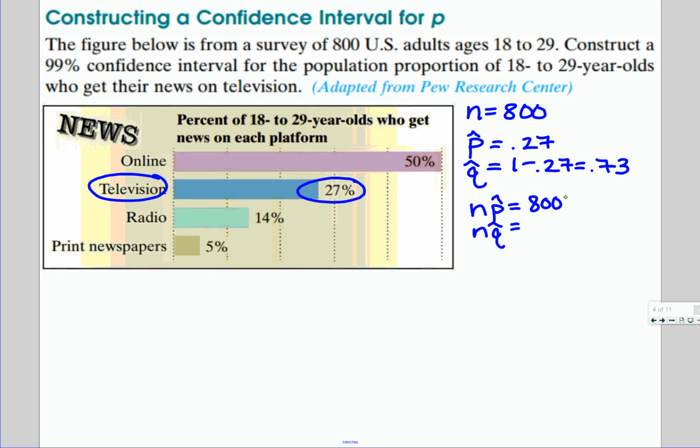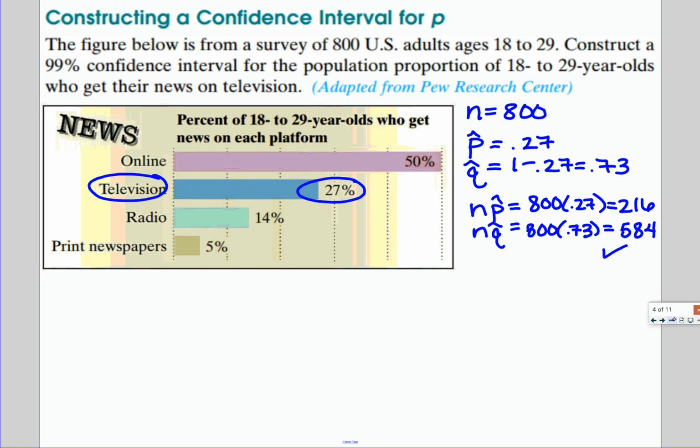Okay, n times p hat and n times q hat as a check before we go any further. So 800 times 0.27, that's going to be the number of people that said yes to getting their news on TV. 800 times 0.73, get it some other way. 800 times 0.27 gives me 216. 800 times 0.73 gives me 584. So good. Both greater than or equal to 5. Check.